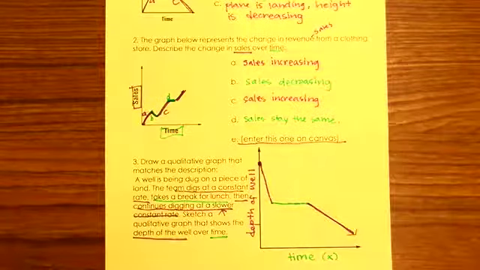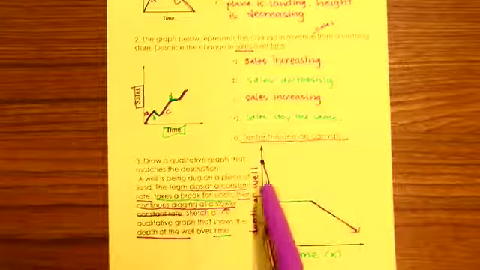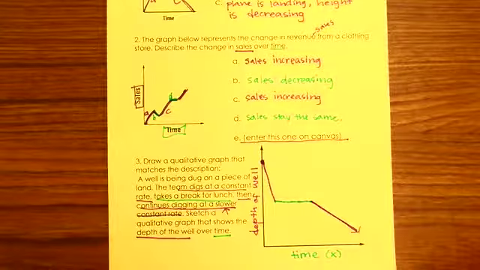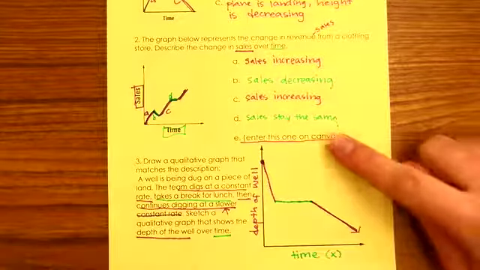Great. So now we included all 3 parts of the story in our graph showing how deep the well is. And there's qualitative graphs. Make sure to enter part E on Canvas.